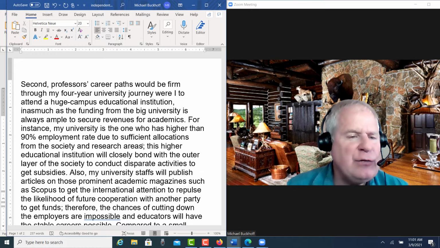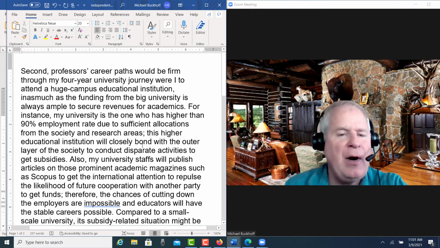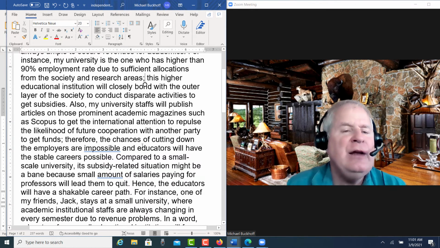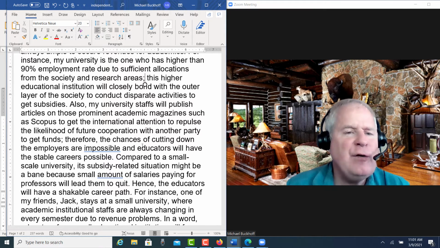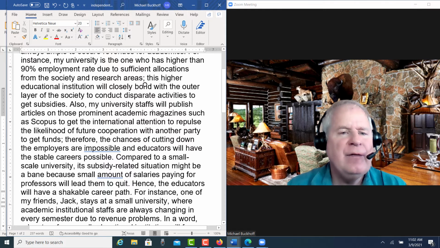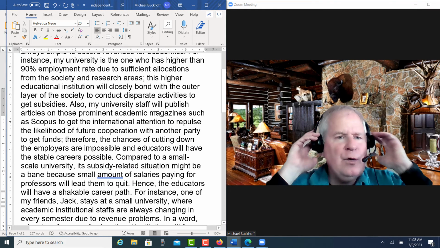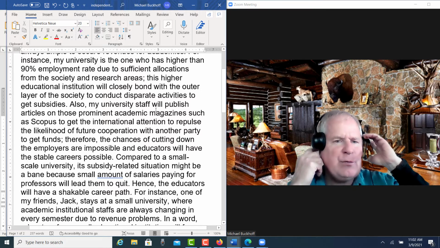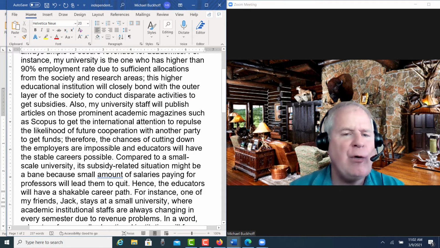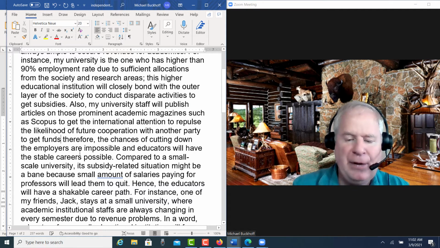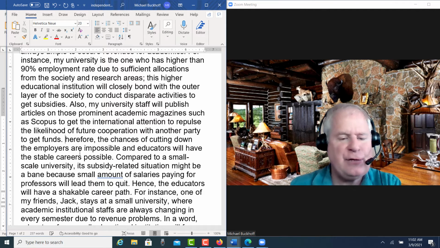This higher educational institution will closely bond with the outer layer of the society to conduct disparate activities to get subsidies. Also, my university staff will publish articles on those prominent academic magazines such as Scopus to get the international attention to repulse the likelihood of future cooperation with another party to get funds. Therefore, maybe let's begin a new sentence here, but you could put the semicolon there.